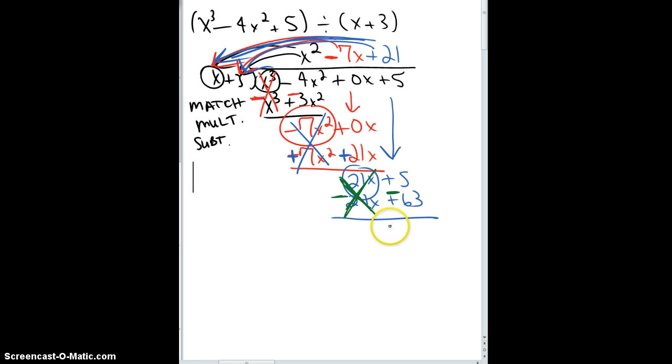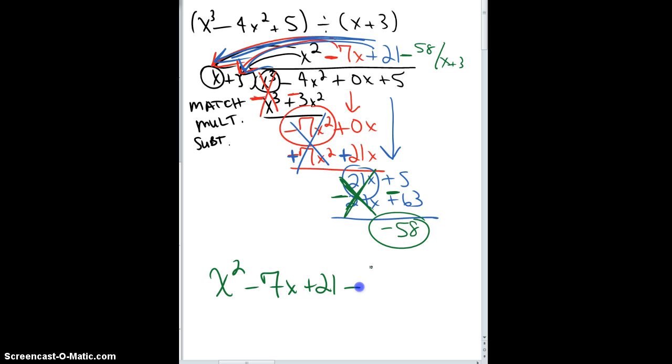Debt and money, what is that? A negative 58. Okay, so if I have 5 positive and negative 63, that's a negative 58. Now, that's my remainder, right? Now, in algebra, we don't do a remainder, but we would do minus 58 all over our divisor of x plus 3. All right, so my final answer is x squared minus 7x plus 21 minus 58 over x plus 3.